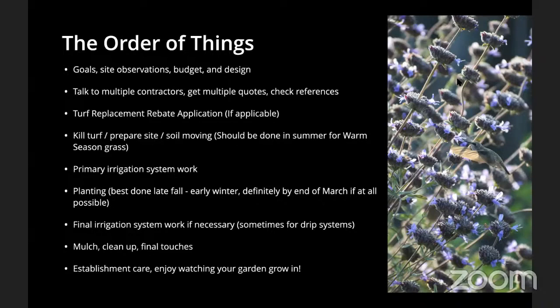So as you're filling that out, briefly, all sites are going to be different, but here is the order that most people would use in their landscape, starting with their goals, their site observations, their budget, and their design. If you're working with contractors, having that conversation really early. For those of you in an area of California where there's turf replacement applications, you have to normally do that before you do any work. In the summer, killing your turf, preparing your soil, doing all of that, getting your irrigation system work out of the way so it can support your plants right away.